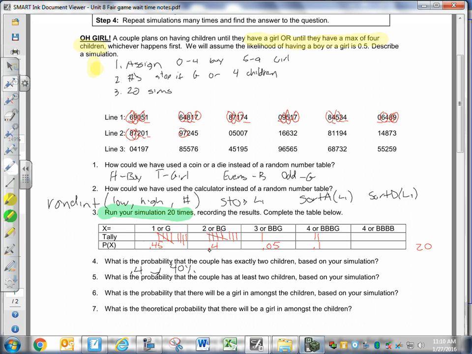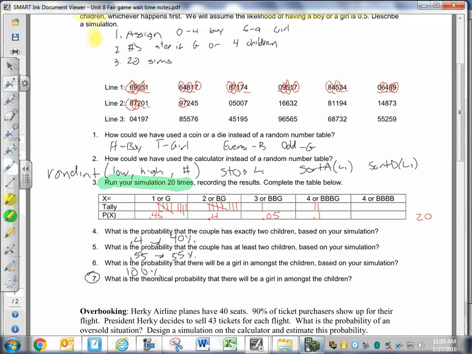0.4, 0.05, 0.1 is 0.55. What's the probability that there will be a girl amongst the children? Based on our simulation, we say there's probably going to be a girl 100% of the time. Is that going to be accurate? No. Because we're going to be able to find the theoretical probability that there will be a girl amongst our children.